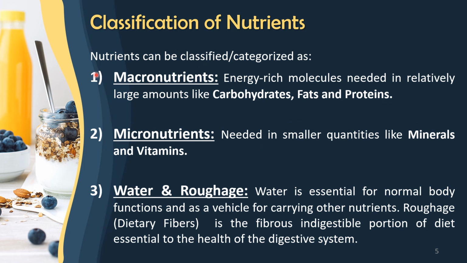Classification. Nutrients can be categorized mainly into three groups: macronutrients required in large amounts like carbohydrate, fats and proteins; micronutrients needed in smaller quantities like minerals and vitamins; water, very essential; and roughage. Roughage is the fibrous, indigestible portion of the diet, which is also required in the diet for the healthy functions of the digestive system.